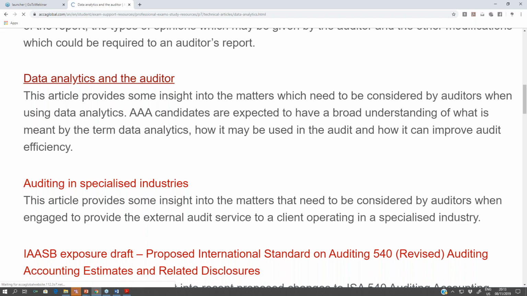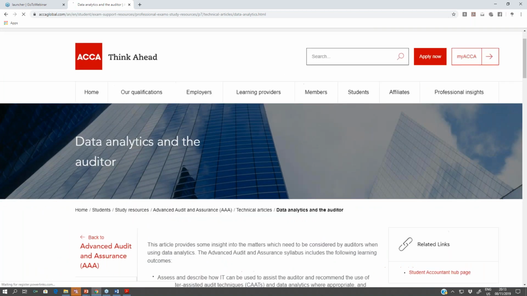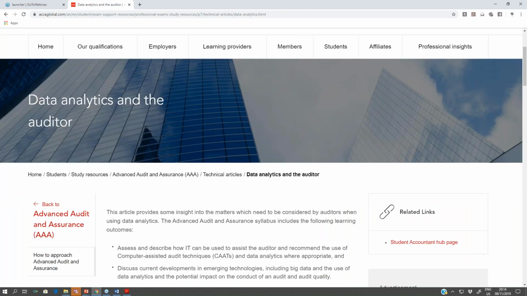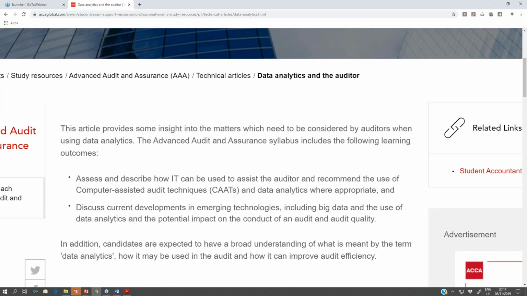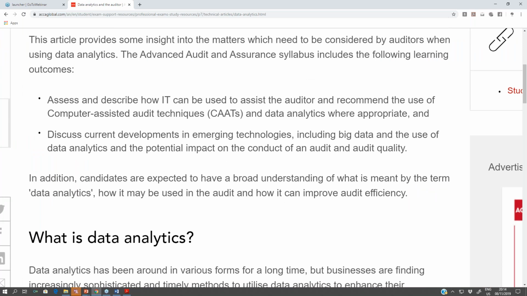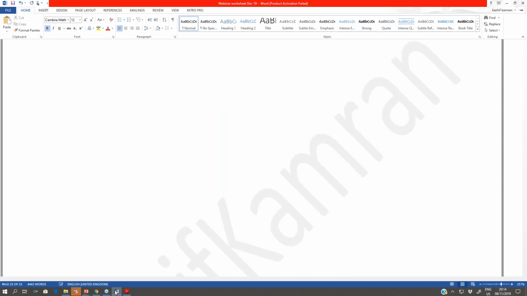I clicked this article. This has been shared with you as a resource for day 5. You can see that in the handout section. I'm going through from the website. Data analytics and the auditor. Let's read it and let's understand this. Please keep your focus very strong as we drill through this article in the next 20 to 25 minutes, and let's try to realize the main points, main aspects of this article, what you should be knowing and preparing for exam paper.